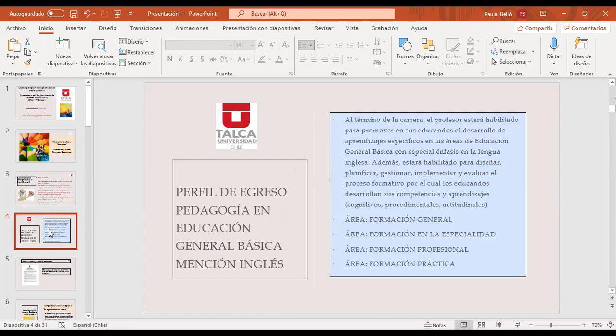Okay, since last semester, we have been talking about the perfil de egreso en Pedagogía en Educación General Básica. This is a requirement that we also have because of the evaluation of the career. We know that as students in these careers, and also professors, we all need to be aware of the perfil de egreso, which is also uploaded to Educandos. It's a PDF document you can read completely.